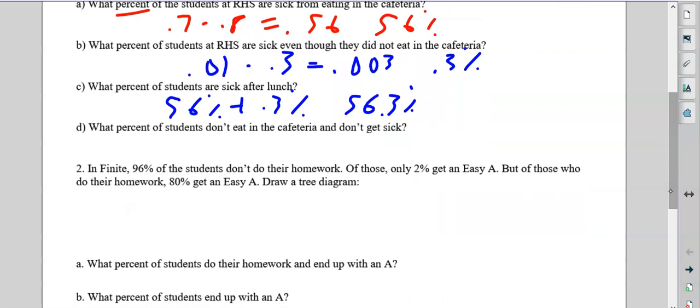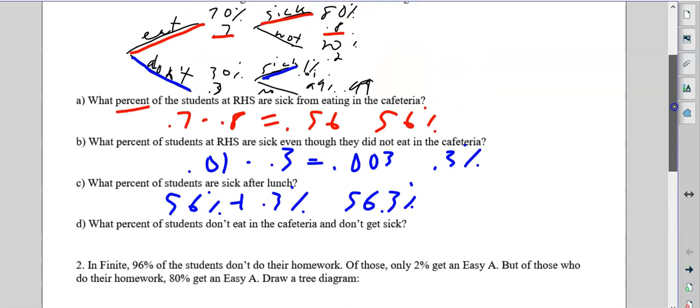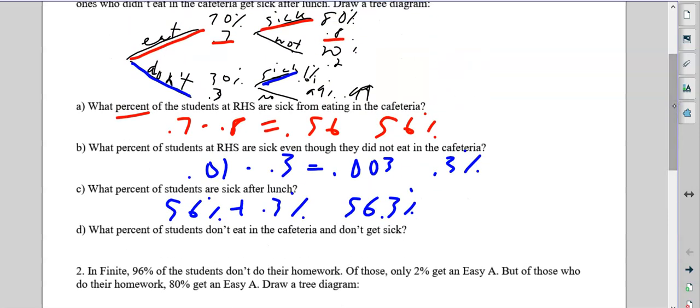What percent of students don't eat in the cafeteria and don't get sick? Okay. So don't eat in the cafeteria, 0.3, times the 0.99 of those kids who don't get sick, and that equals 0.297 or 29.7%.